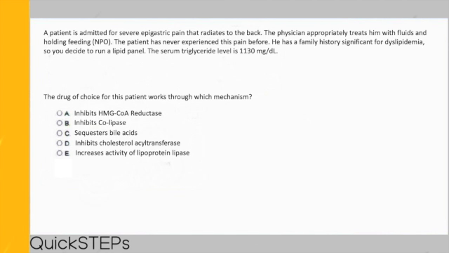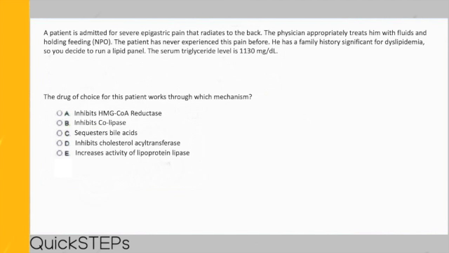So let's start reading. A patient is admitted for severe epigastric pain that radiates to the back. The physician appropriately treats him with fluids and holding feeding. The patient has never experienced this pain before. He has a family history significant for dyslipidemia, so you decide to run a lipid panel. The serum triglyceride level is 1,130. The drug of choice for this patient works through which mechanism?